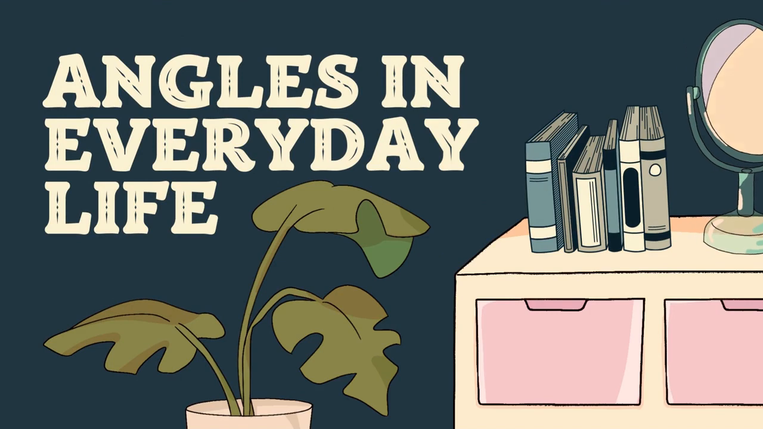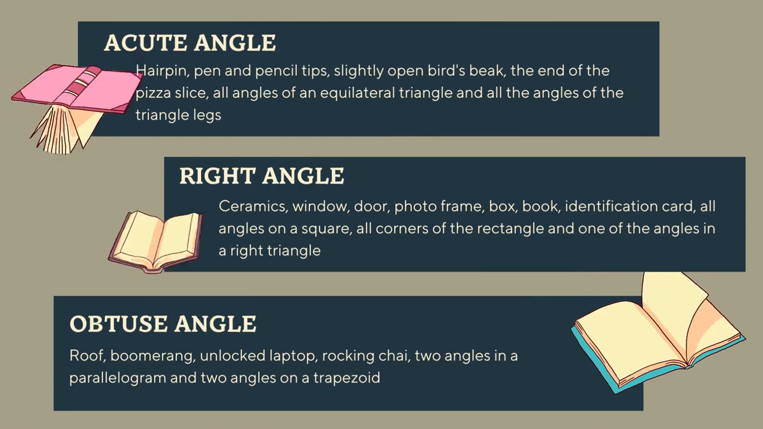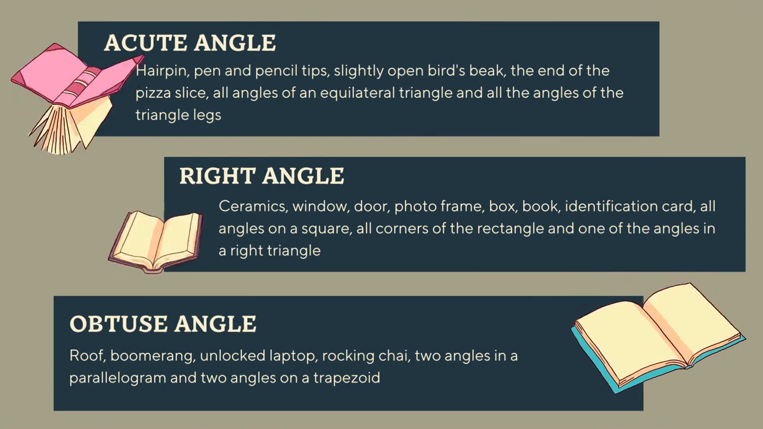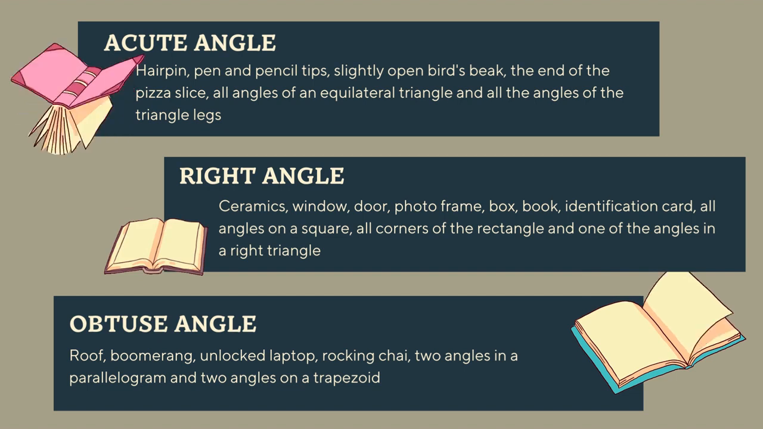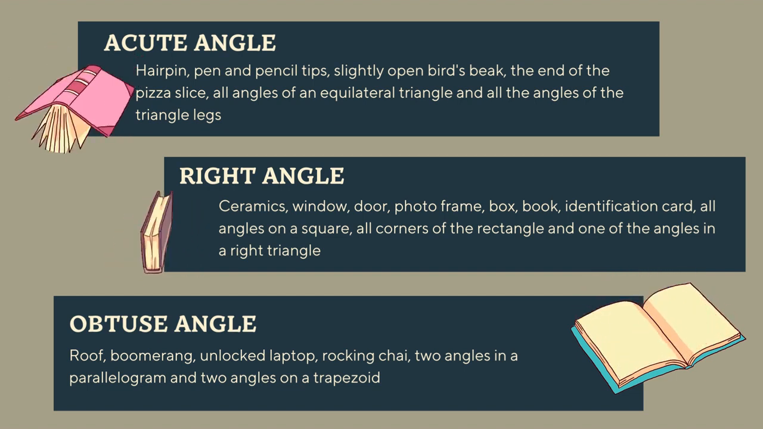Next topic is angles in everyday life. Acute angle. There are hairpin, pen and pencil tips, slightly open bird's beak, the end of the pizza slice, all angles of an equilateral triangle, and all the angles of the triangle legs.